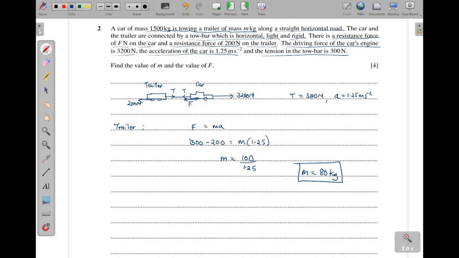This will help us to find the F. Look at the forces acting on the car. We have the driving force, then minus these two forces. So we shall have 3,200, then minus the tension, which is given as 300, minus F, is equal to the mass of the car, which is 1,500, times the acceleration, which is 1.25.